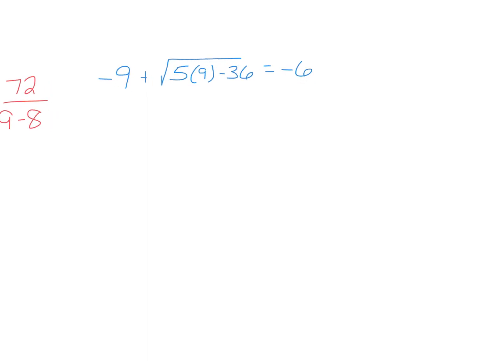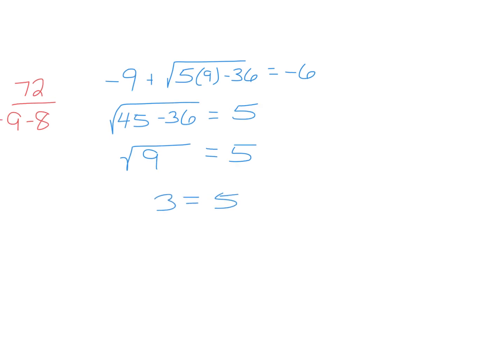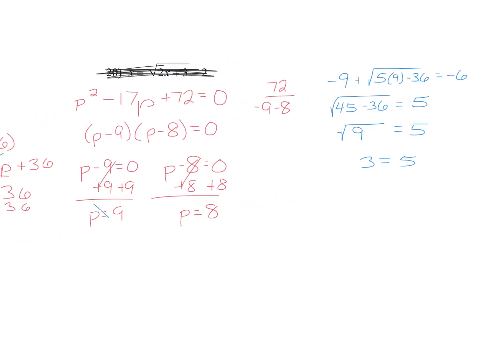So here, if I added that 9 over, I would have 45 minus 36 equals 5. 45 minus 36 is 9. Equals 5. What's the square root of 9? 3. Did this work? No. So can 9 be a solution? No. And then we have to check 8.